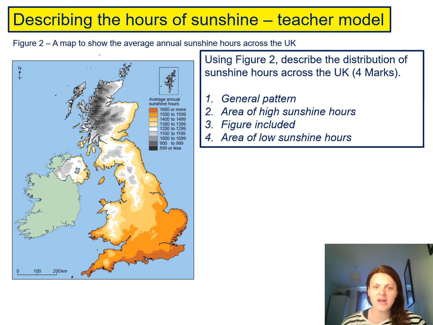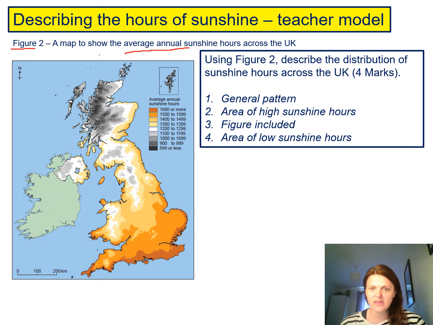Okay, so I'm going to show you now how to use this figure, this map, to describe how many hours of sunshine the UK gets per year. Okay, so as you see, figure 2 is a map to show the average annual sunshine hours across the UK. So that means how many hours of sunlight per year do different parts of the UK get.